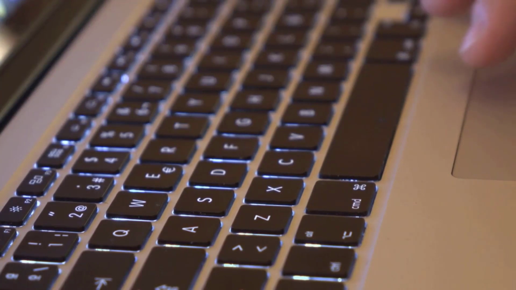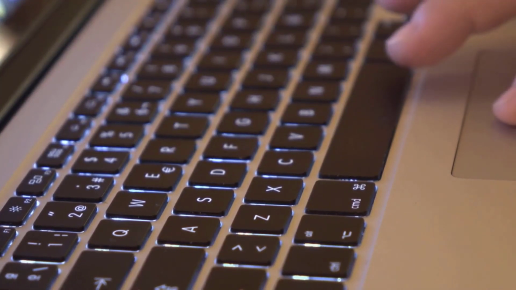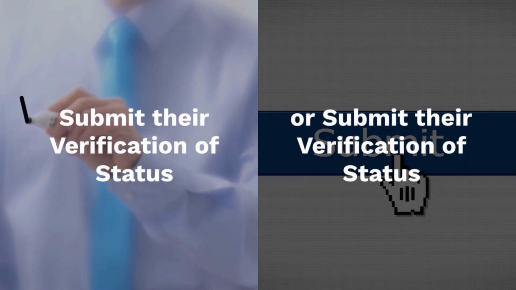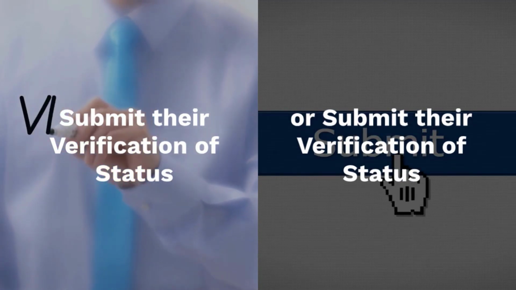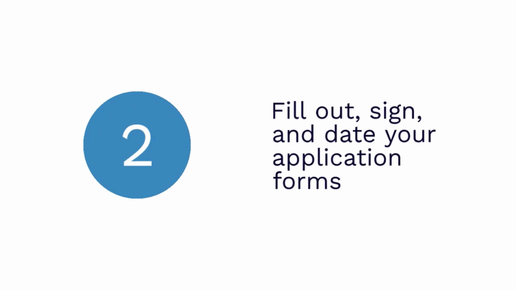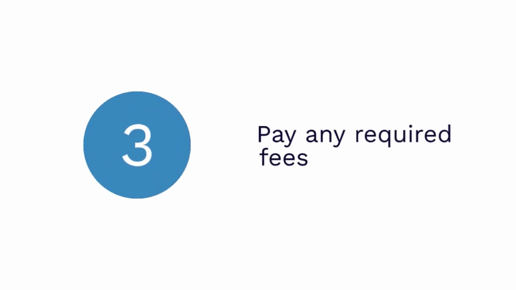Once a user downloads the application package above, they must take the following 4 steps to submit their verification of status or replacement of an immigration document form. 1. Read the instruction guide and download the application forms. 2. Fill out, sign and date your application forms. 3. Pay any required fees. Fees vary based on the country from which the application is being submitted.